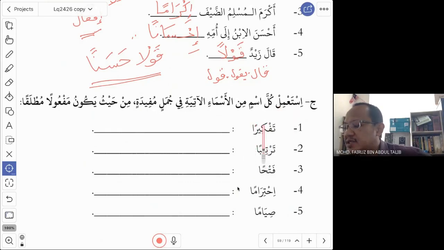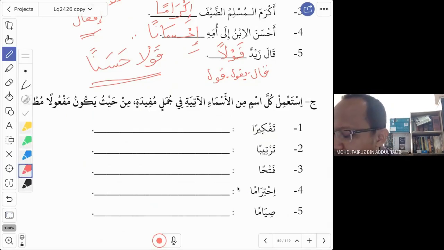Because maf'ul mutlaq is explaining the fi'l, emphasizing the fi'l. So this is now a reverse process. In the previous example, you find the masdar from the verb. Now they gave you the masdar. So you need to find the verb and then form a sentence using that verb and just add this in the end. Okay, let us find together. What is the fi'l for the masdar tafkir? This is taf'il. I give you the wazan. The wazan is taf'il. So when the masdar is taf'il, what is the fi'l?